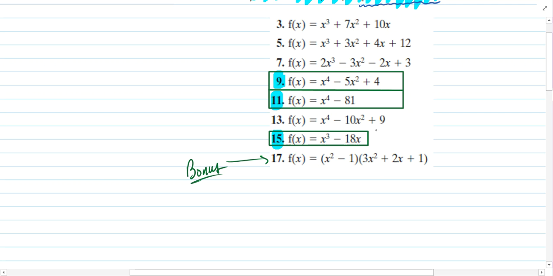What I would recommend if you do attempt this is to multiply these together or distribute the binomial into the trinomial over here on the right hand side. Complete that distribution and then look at the polynomial that you have and solve it using the techniques that we practiced in this video.